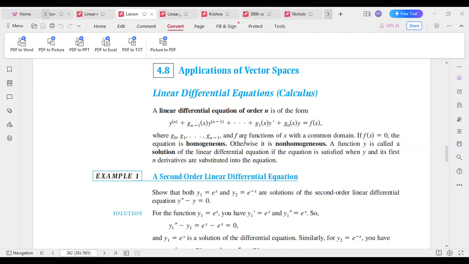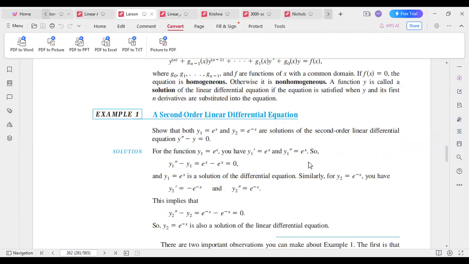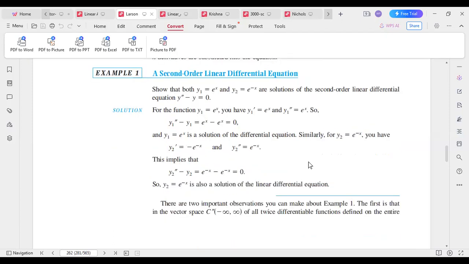This is the form of a linear differential equation. Now, how can we use the vector space? Show that both y1 and y2 are solutions of the second order differential equation y double dash minus y equals 0, for the function y1 equals this. The differentiation of y1 will be e to the power x, and the double differentiation will be the same.